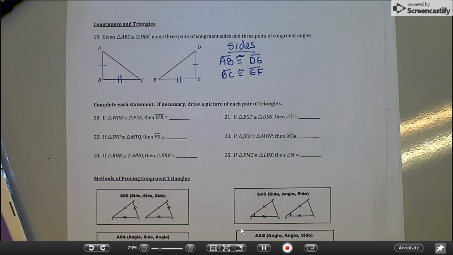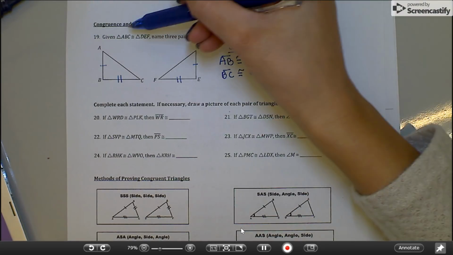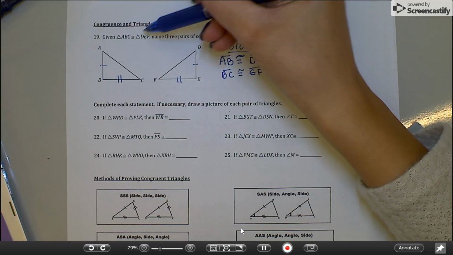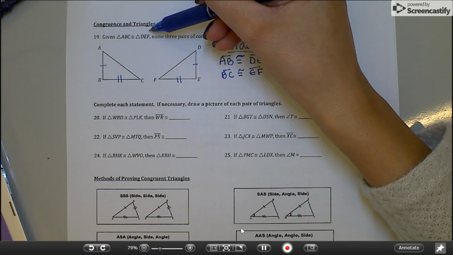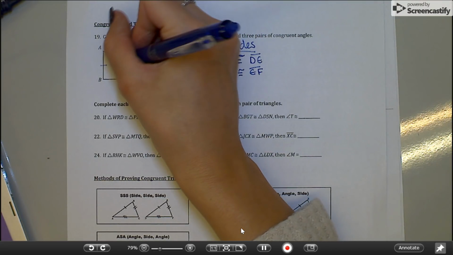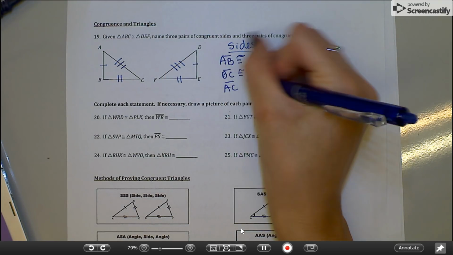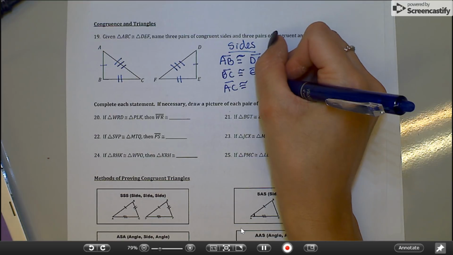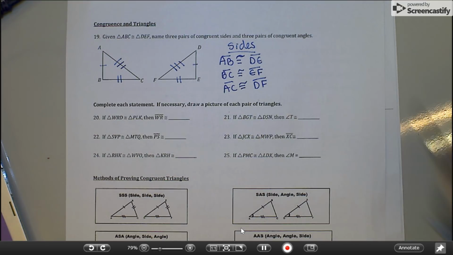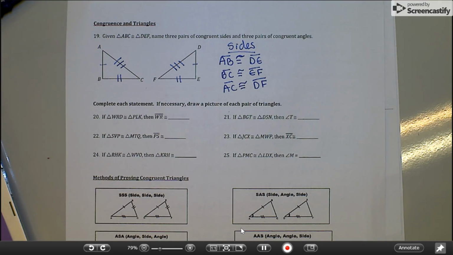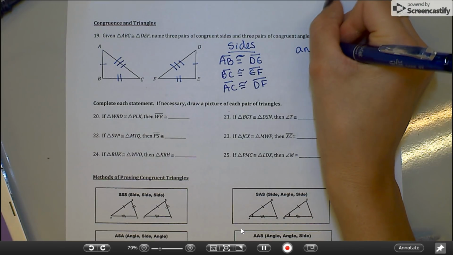And then lastly, for the sides, we know that AC, first and third, is congruent to DF, first and third. And I'm going to use 3 tick marks for this one. So AC congruent to DF. 3 pairs of congruent sides. We can also talk about angles.